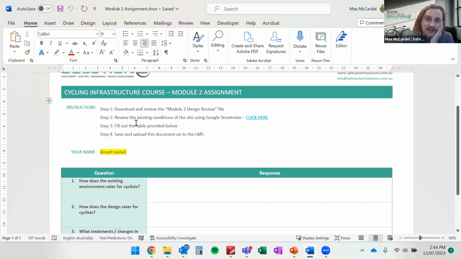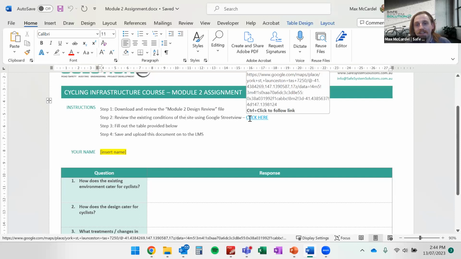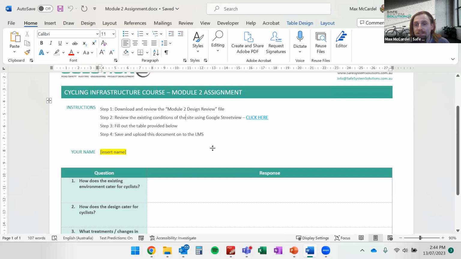Step 2, review the existing conditions of the site using Google Street View. So the site that you're looking at is York Street in Launceston. If you click on this link here, it will just take you to York Street in Launceston. So you can just grab the little Street View fellow and plonk him down on the road, just so you've got an idea of what that environment looks like, and maybe even have a look out for any speed signs so you can guess the speed environment. And if there's any things of concern that you may pick up on if you were cycling within that environment.